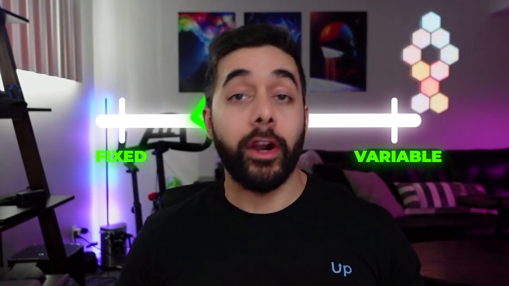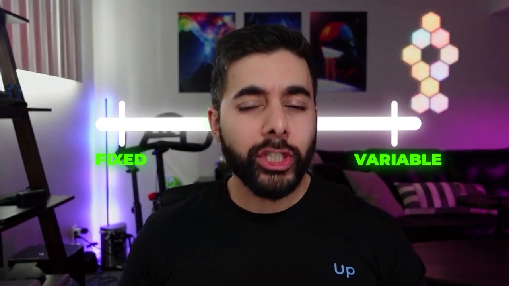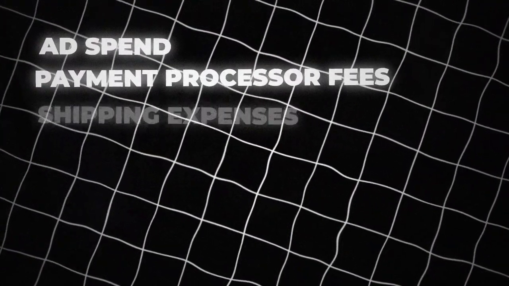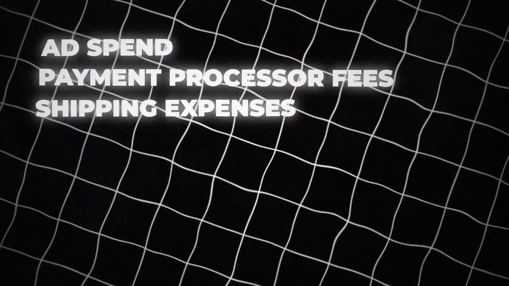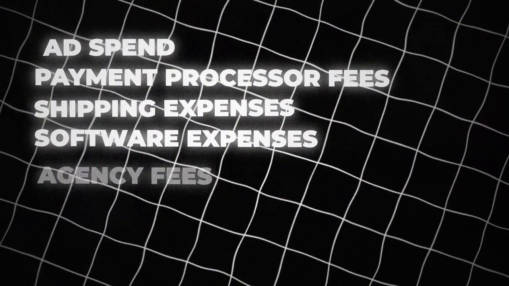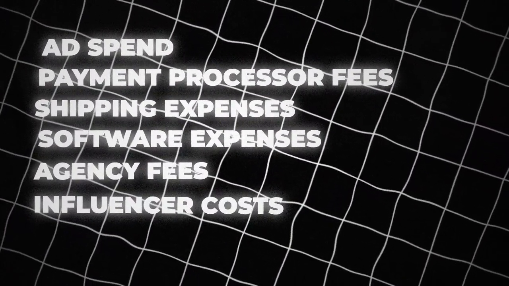Now, like I said, the expenses don't always neatly fit into perfectly variable or perfectly fixed, but some major items to consider that are relevant for an e-commerce brand: you've got your ad spend, your payment processor fees, and shipping expenses, but can also include certain types of software expenses, some agency fees if it scales with ad spend or revenue, and even influencer costs, depending on how those are structured.